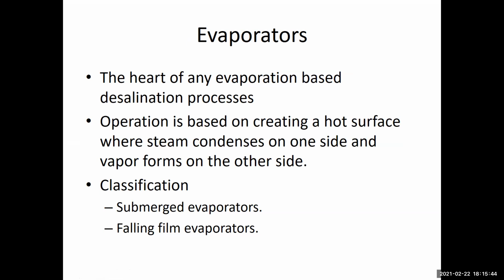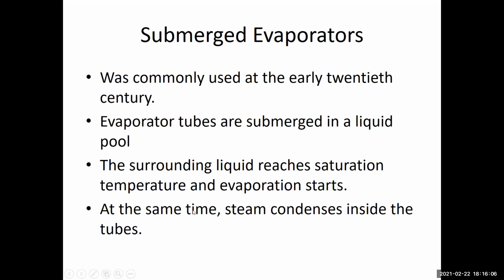We need to have a hot surface for the evaporation to occur, and normally steam is being used to do that. The kind of classification where the evaporators started with was basically either submerged or falling film evaporators. The one that we have been talking about a while ago is the falling film evaporator. The submerged evaporator is the old technology that was commonly used early in the 20th century.